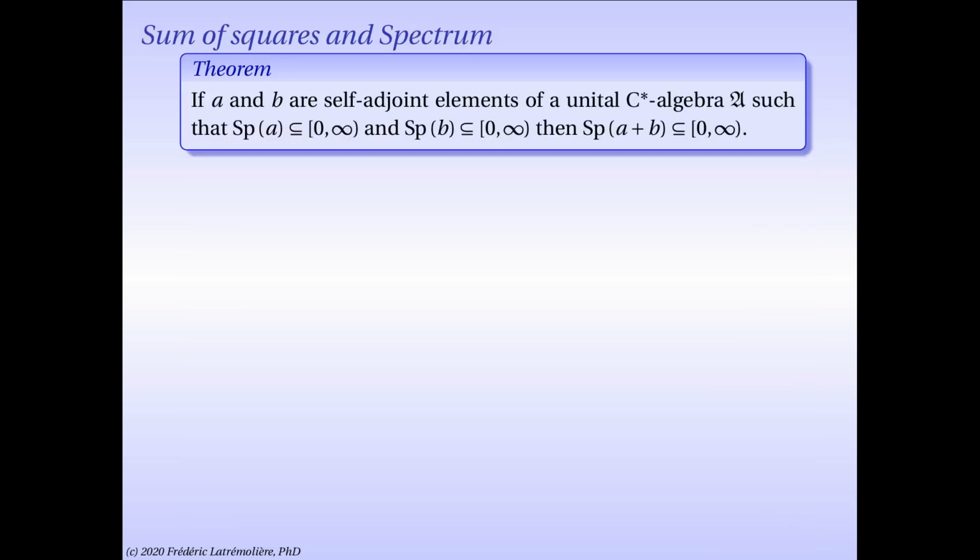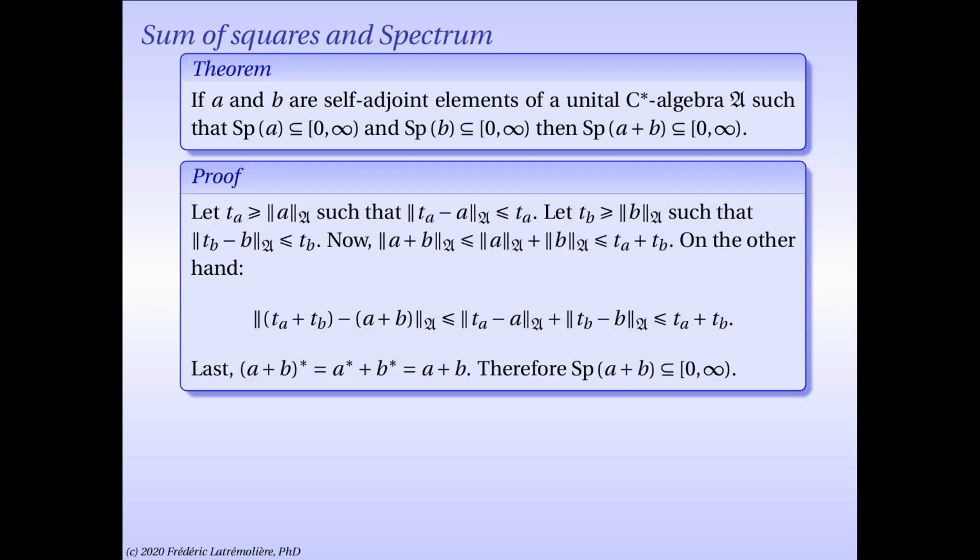So now I can extract an important corollary from my previous theorem. If A and B are two self-adjoint elements of some unital C-star algebra, both of which have spectra contained in the positive half line, then their sum has spectrum contained in the positive half line. Note that the sum of two self-adjoint elements is always self-adjoint. So here we're saying that adding self-adjoint elements with positive spectra gives you self-adjoint elements with positive spectra. So let's prove our theorem.